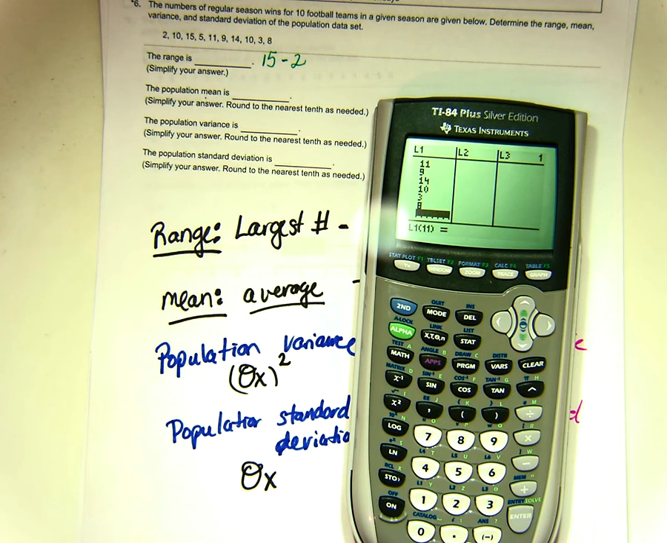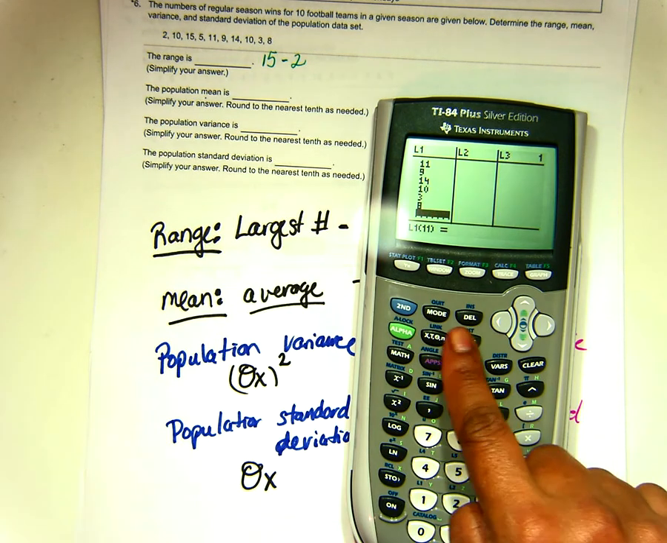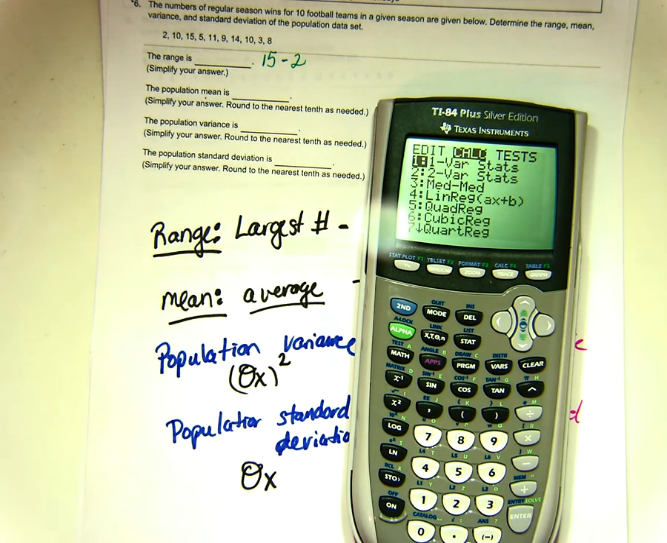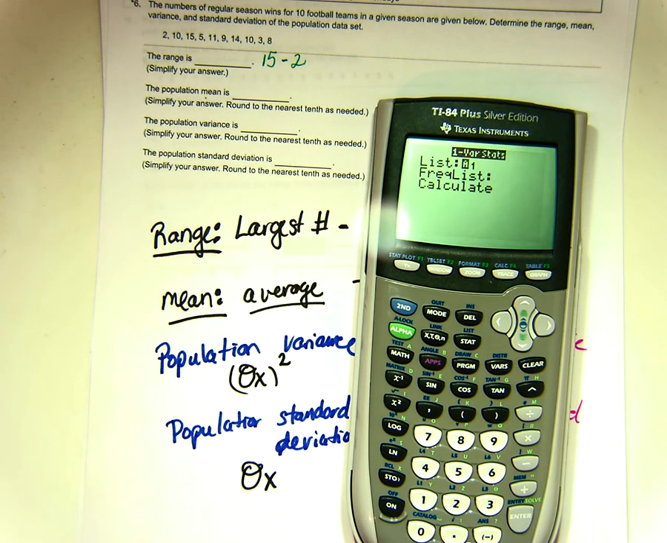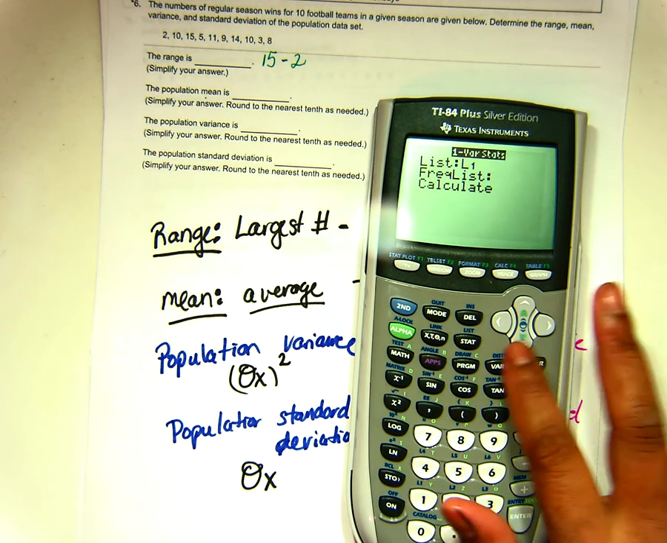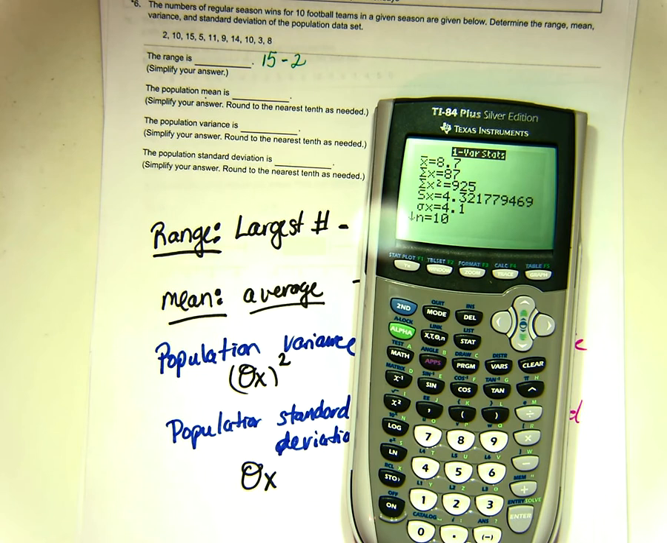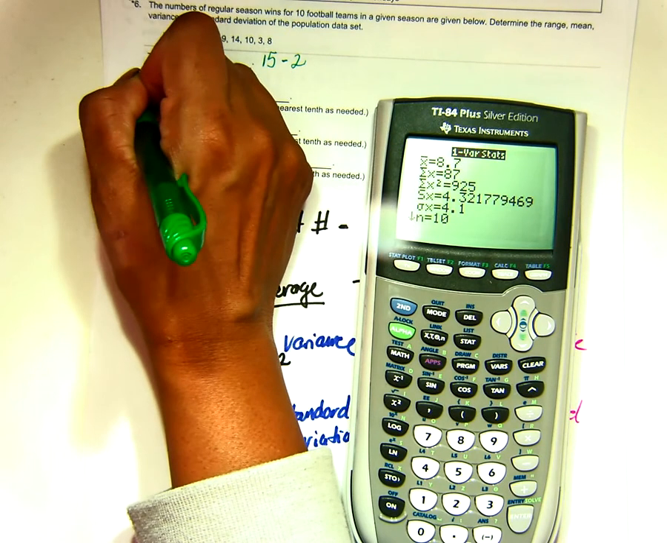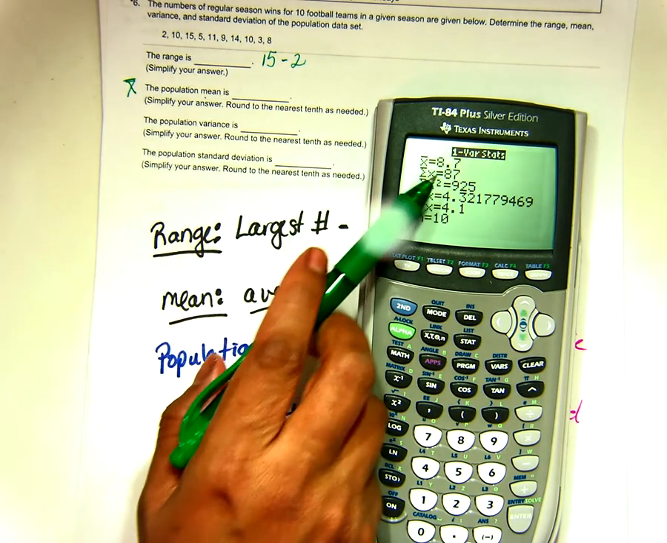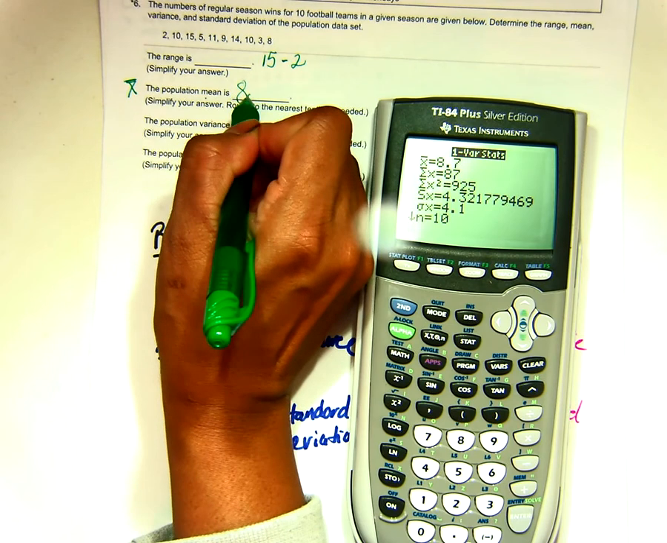Once I put my numbers in, I'm going to go back to stat and go to calculate, because I only use one list. Hit enter for one variable stats. Depending on what version of the calculator you have, if you just have one variable stats on your screen, hit enter. If yours looks like mine, make sure that your frequency list is clear. Then we go down to calculate, hit enter, and voila, we have our answers. For your X bar, which is your mean, it says round to the nearest tenth. It's already rounded to the nearest tenth, so we got 8.7.